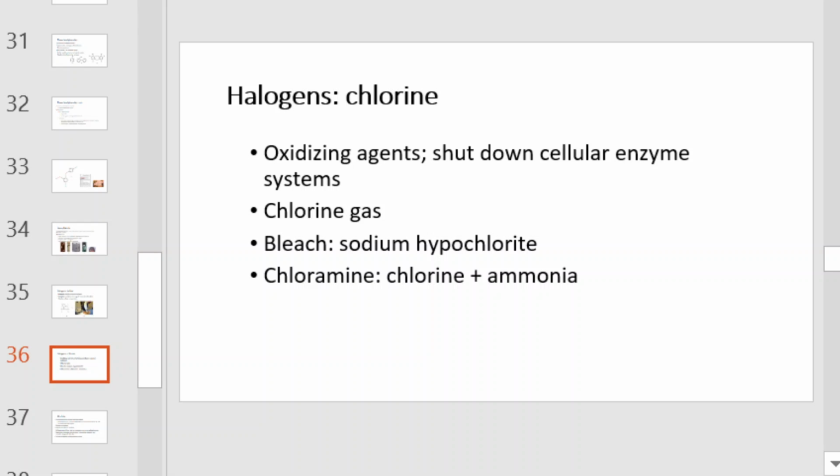Chlorine is a halogen. Halogens exhibit oxidizing characteristics that shut down cellular enzyme systems. Chlorine gas, bleach, and chloramine are common forms of chlorine that are used for reduction in microbial growth.